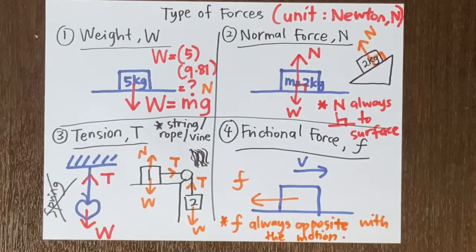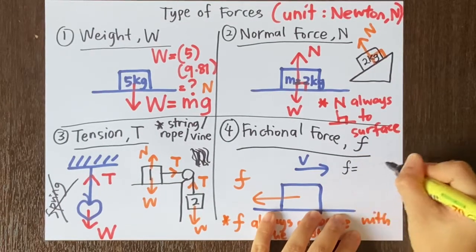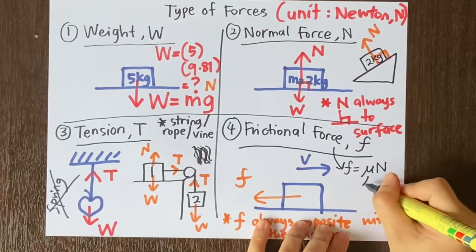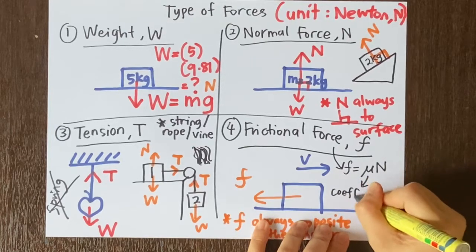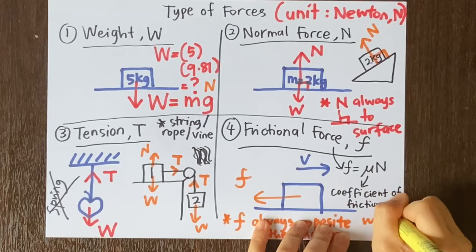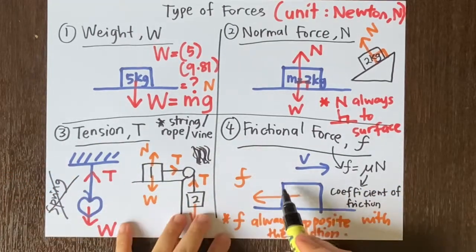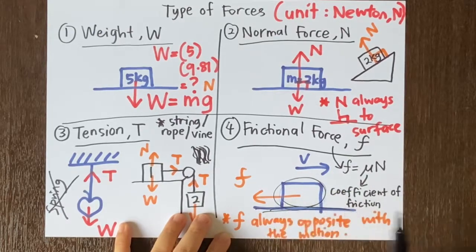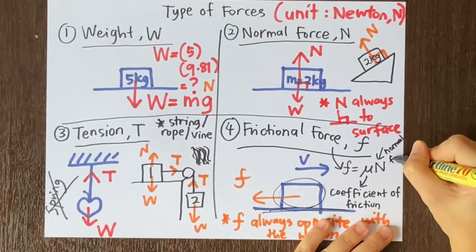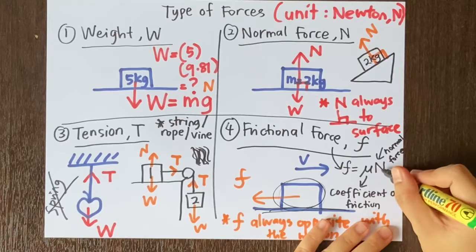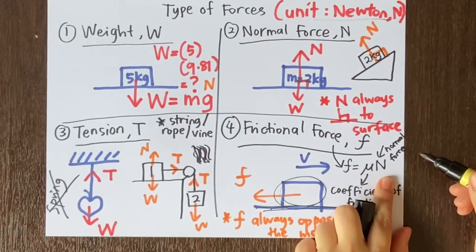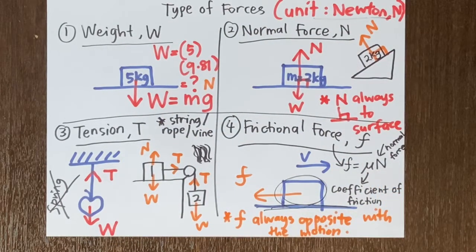So how do you calculate friction force? Friction force is equal to mu N. F is friction force, mu is the coefficient of friction. Coefficient of friction means the constant between the object and the surface. N is the normal force. This one is not Newton. Newton is the unit. Normal force means you have to calculate the normal force and substitute it in here. Okay, that is the types of forces.